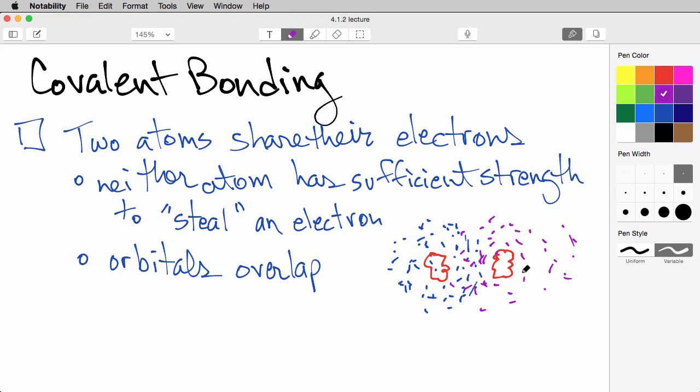and they form, this process that I've just tried to illustrate here is this overlapping of the orbitals, and this forms a kind of mutual molecular orbital that is really a combination of them interacting.